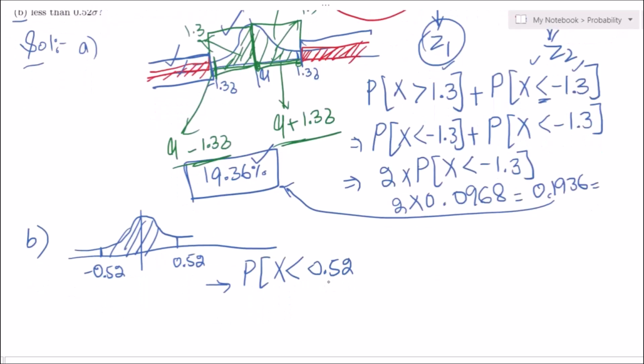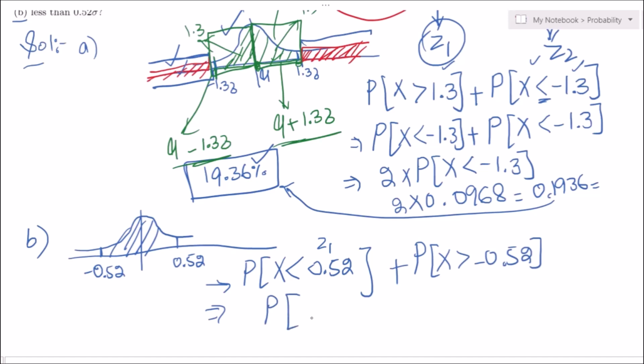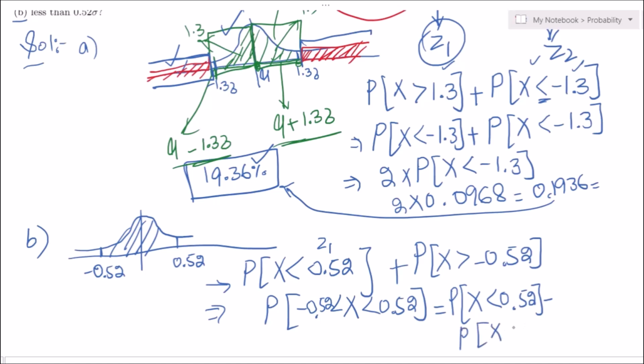After solving it like this one, we will get the value of z1. Also here the probability that x is greater than minus 0.52. Combining them both, we can write it as the probability that x is greater than minus 0.52 and less than 0.52. In order to find this probability, it would be the probability that x is less than 0.52 minus the probability that x is less than minus 0.52.